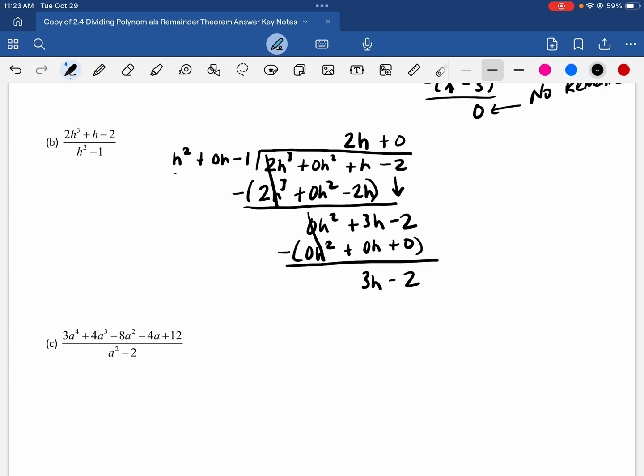So can't bring anything down. So this here is our remainder. So let's see, I have 2h up there on top. I don't really need the plus 0, right? It's not really necessary to write that, so I'm going to have 2h plus, then my remainder, which is 3h minus 2, over what we divided by, which was h squared minus 1.